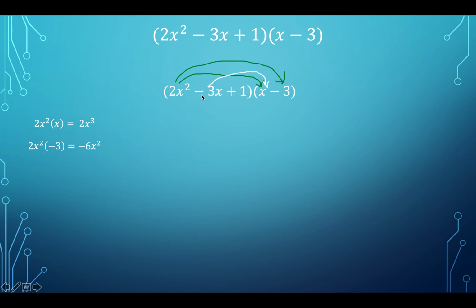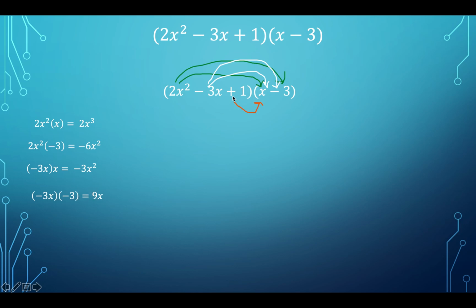So for our next step, we have to distribute this negative 3x. Now, here's a little hint. If there's a negative sign or a minus sign in front of a number, that number is going to be negative. So when we're multiplying, make sure we're multiplying by the negative. So we have negative 3x times x. Negative 3x times x gives us negative 3x squared. Then we're going to do negative 3x times negative 3. Negative 3x times negative 3 gives us 9x. Positive, why? Because negative times negative gives us positive.